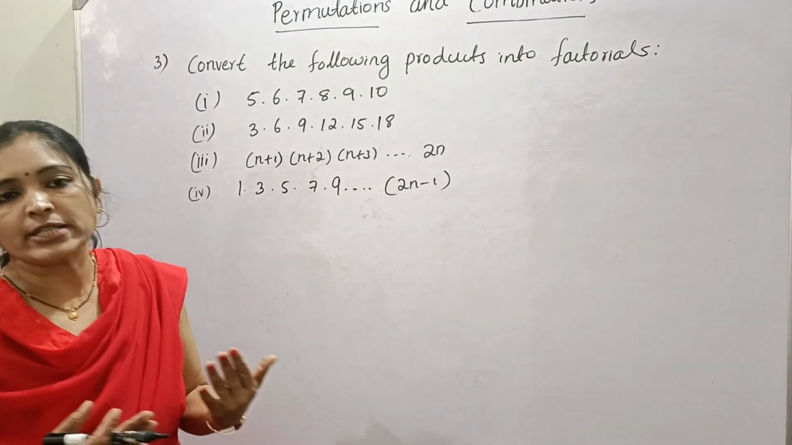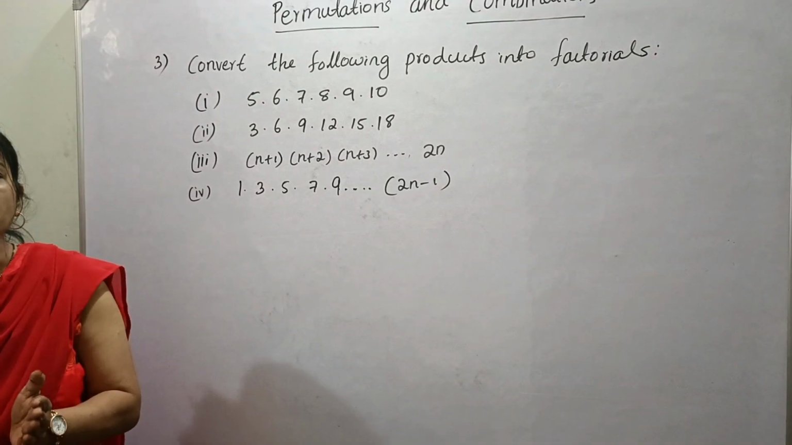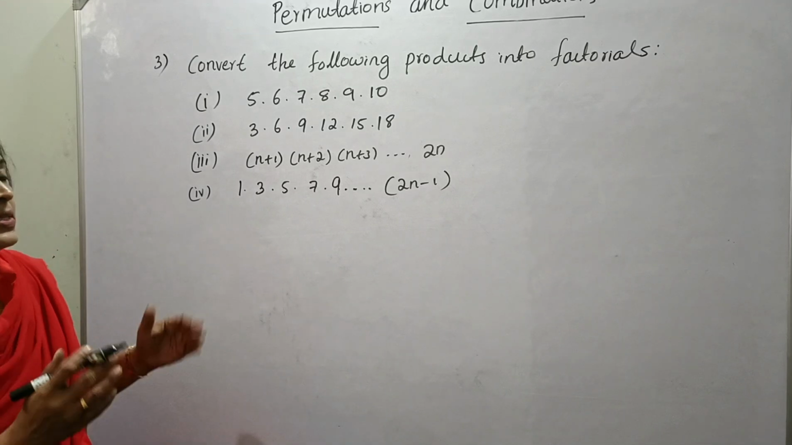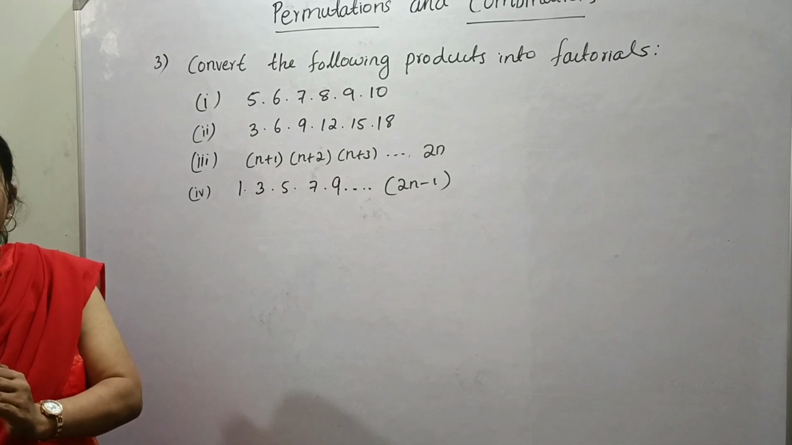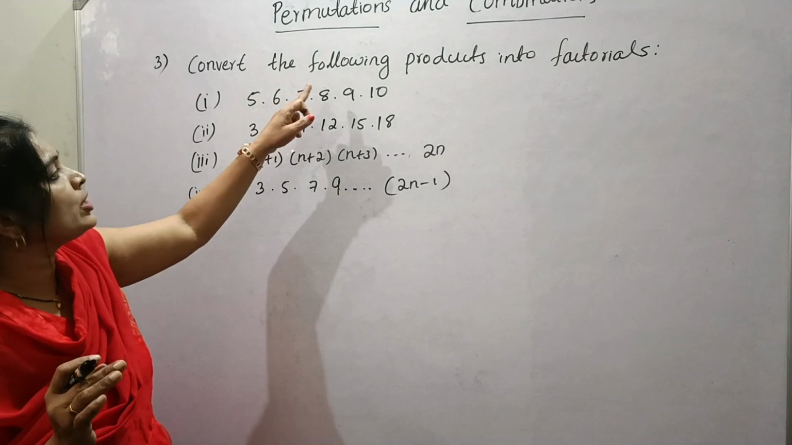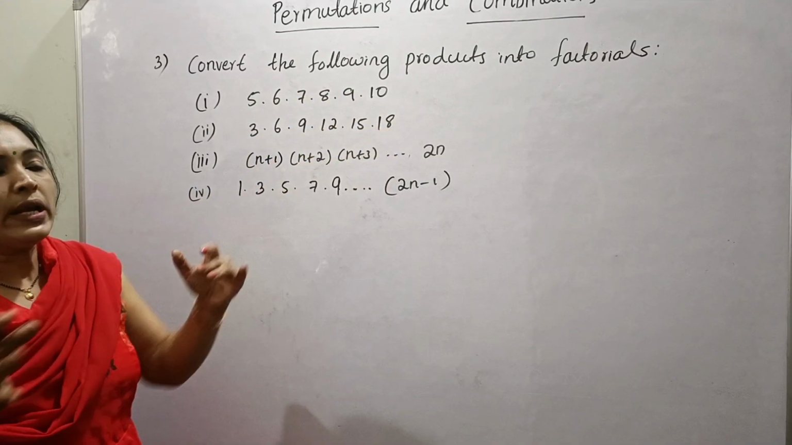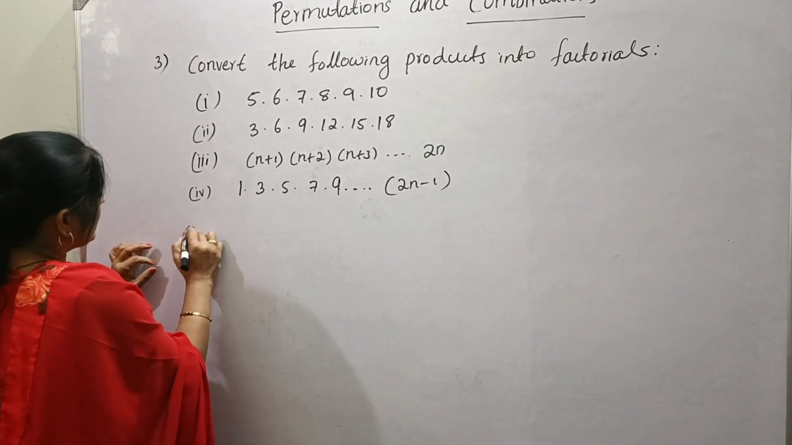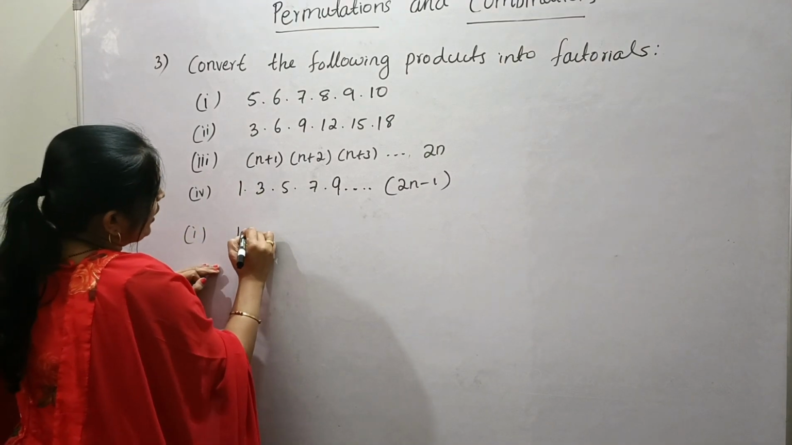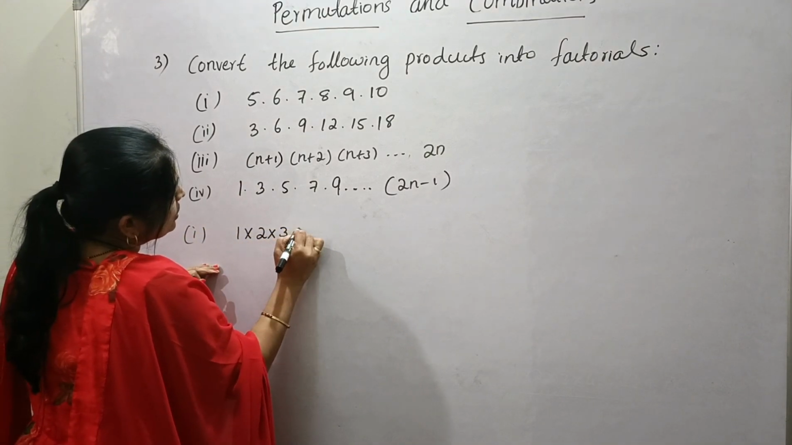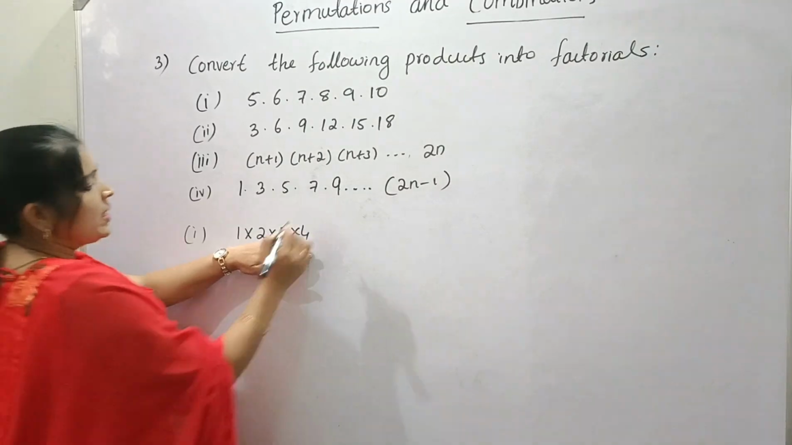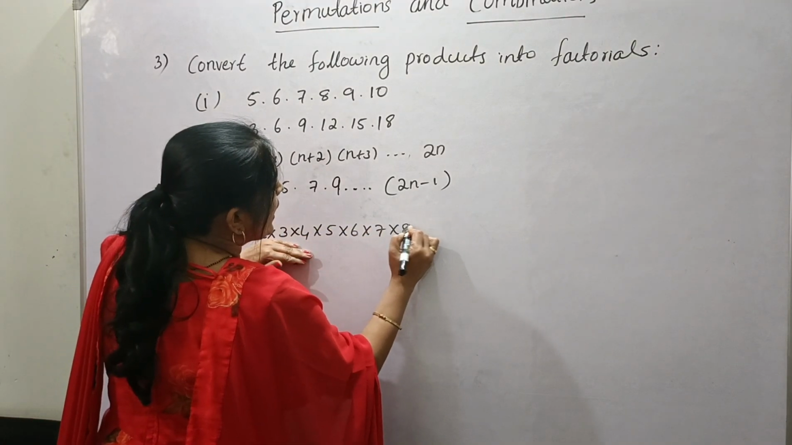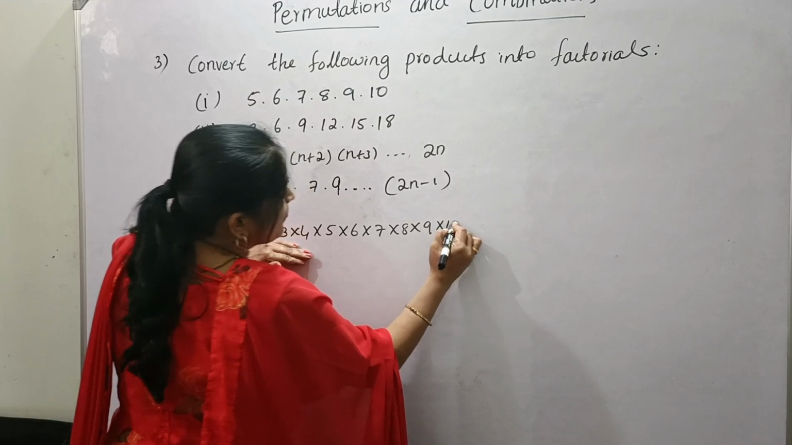We know that 10 factorial is nothing but 10 into 9 into 8 into 7 into etc. 2 into 1, right? That is 1 into 2 into 3 into 4 into 5 into 6 into 7 into 8 into 9 into 10. So let us multiply the missed numbers. So here let us multiply 1 into 2 into 3 into 4, okay, into 5 into 6 into 7 into 8 into 9 into 10.